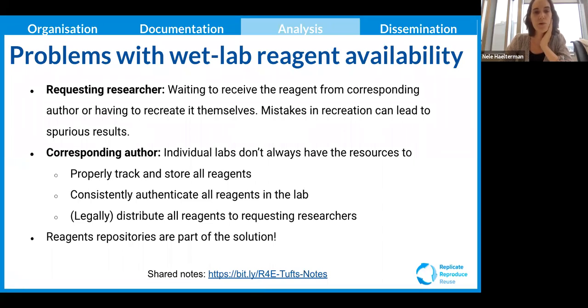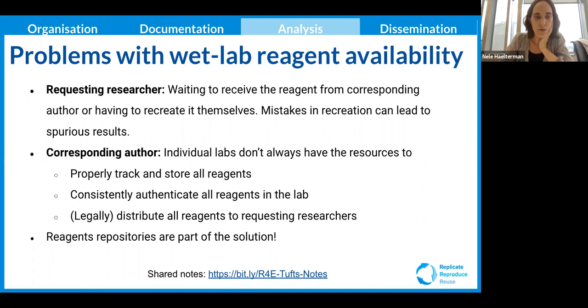but that just happens, where there's a mistake and you actually can't reproduce the results. For the corresponding author, individual labs don't always have the resources to really track the reagents and store them properly so that they can very easily go back to them, let's say 5 or 10 years down the line. It's really challenging to authenticate the reagents that you have in the lab. So most of the time, the lab will just send out the reagent without authenticating it, and they may actually be sending the wrong reagent and cause, again, a huge waste of time for everyone involved. And it can be challenging to distribute reagents to requesting researchers.